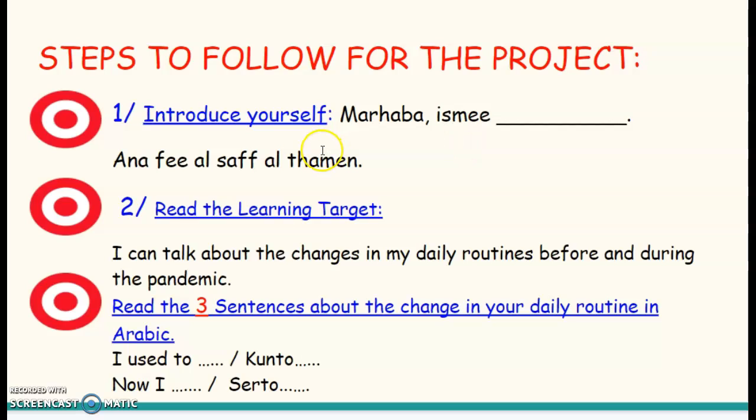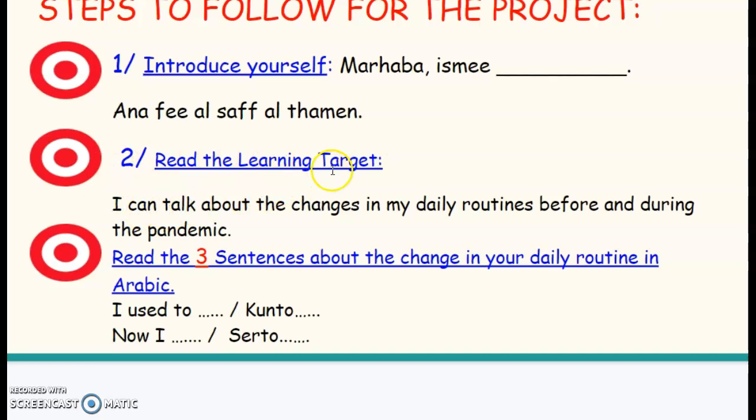And here I have like a recap, about what you need to have in your project. First of all, you need to open a Google slide document, write your name, and write the name or the title of your project. Then you'll have to introduce yourself. مرحبا, اسمي Miss JJ. أنا في الصف الثامن, for example. Okay, I am in 8th grade. Then you're going to read the learning target. I can talk about the changes in my daily routine before and during the pandemic.